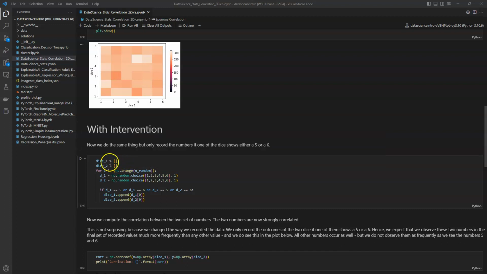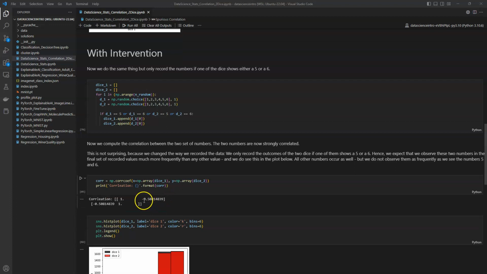So here we do the following. We have an empty list, then we throw the number, but only one random number now at a time, and then we check if we have a 5 or a 6 for those two dice, and if yes, then we append the random number we've just generated. Now we would expect a strong correlation, and this is what we see.